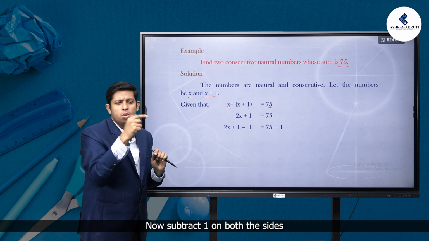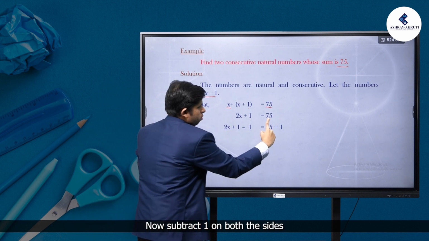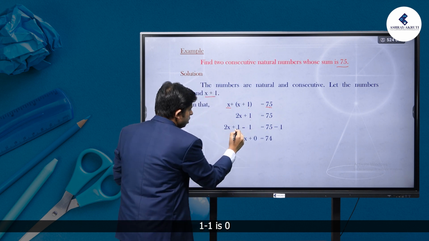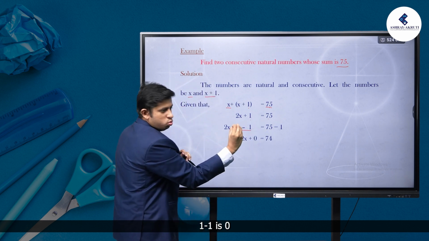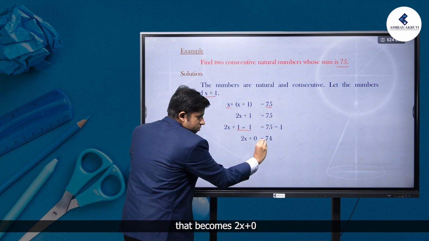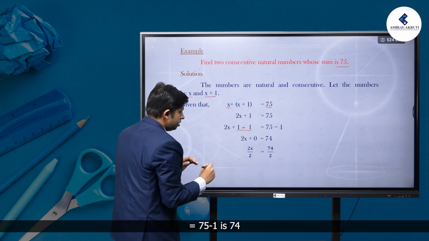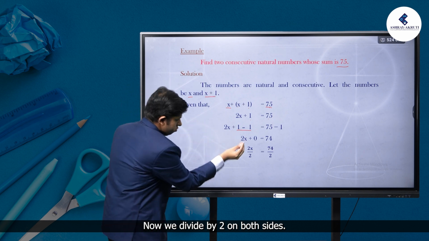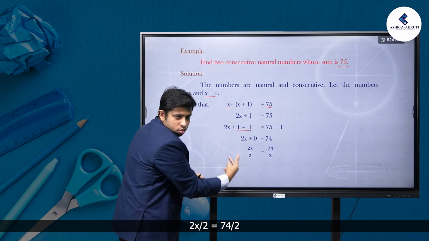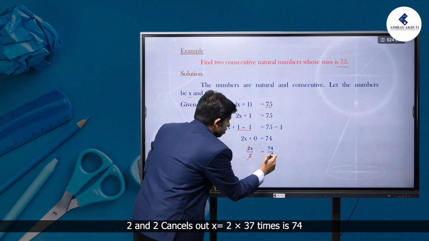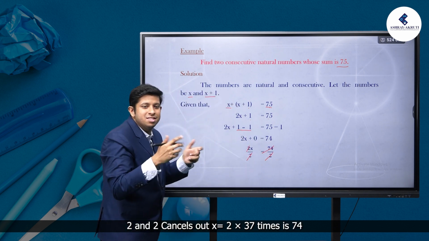Now subtract 1 on both the sides. So we get 2x plus 1 minus 1 is equal to 75 minus 1. Plus 1 and minus 1 is 0. So that becomes 2x plus 0 is equal to 75 minus 1, which is 74. Now we divide by 2 on both the sides. 2x by 2 is equal to 74 by 2. 2 and 2 cancel out. x equals 37, since 2 times 37 gives us 74.